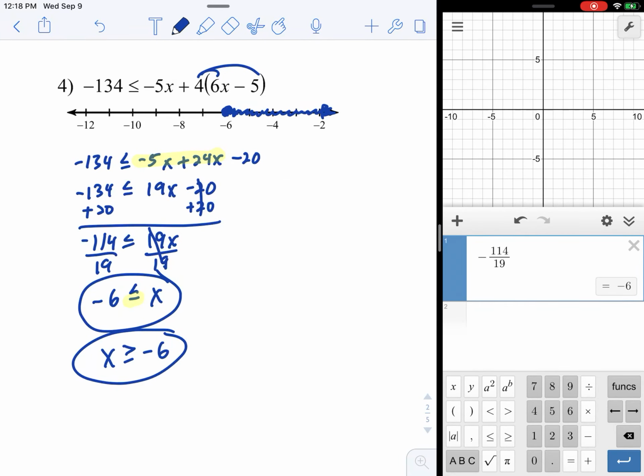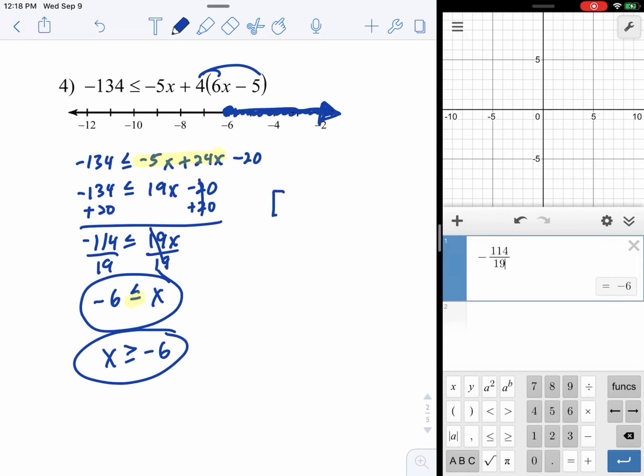So, colored in dot, arrow to the right, answers are circled. If I want to put this in interval notation, it's going to be bracket, negative 6 to infinity parenthesis.